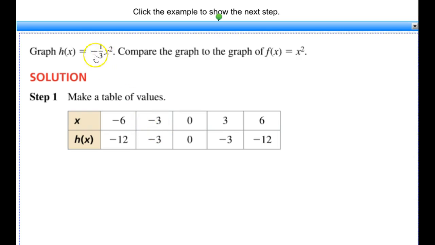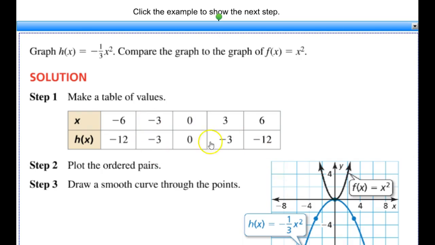So if I had a fraction of negative 1/4, I would pick multiples of 4 here in order to make my life a little bit simpler. So now that I've got my ordered pairs, I go ahead and plot them.